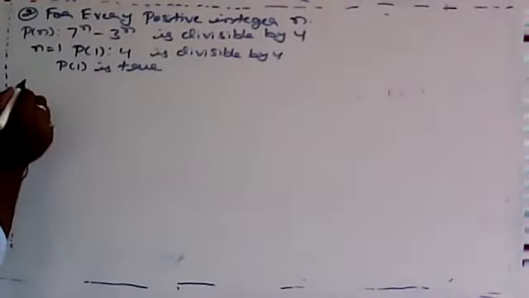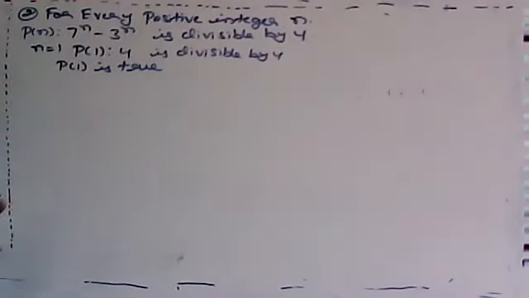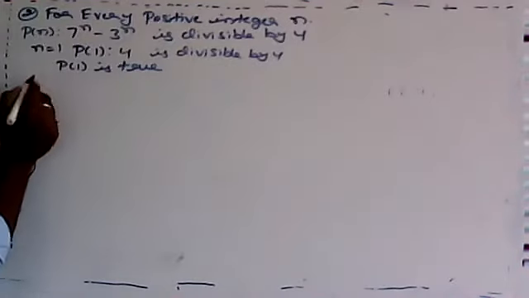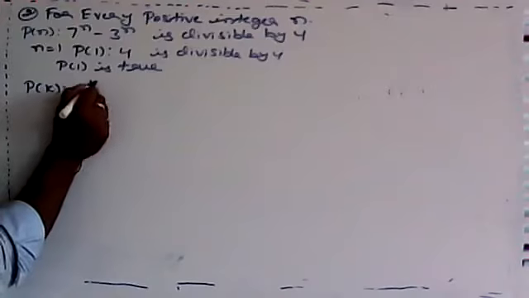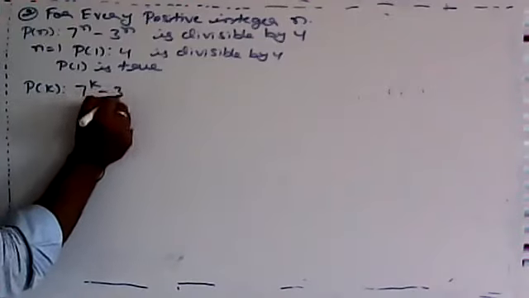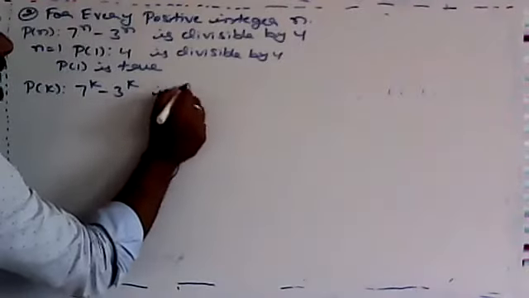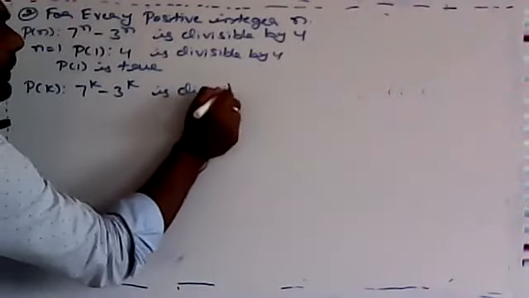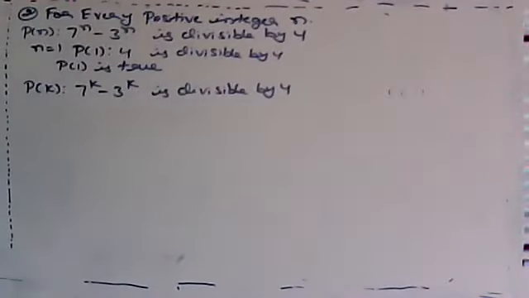So P of 1 is true for n equal to 1. Right. Similarly, next one is what? We have to assume that P of k is true. So we write P of k as 7 to the power of k minus 3 to the power of k, which is also divisible by 4.